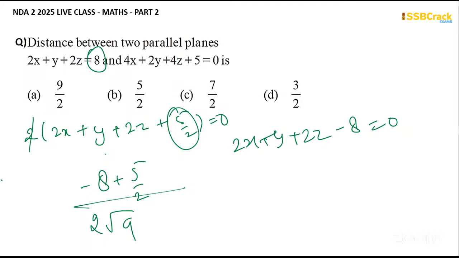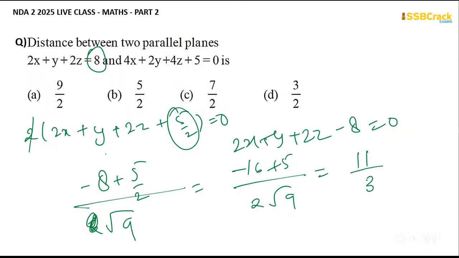No, it is root 9 only. So 16 minus 16 plus 5 upon 2 root 9. Now it will be 2 root 9. It is 11 upon 3 into 2. 11 upon 6. But no option is like this.